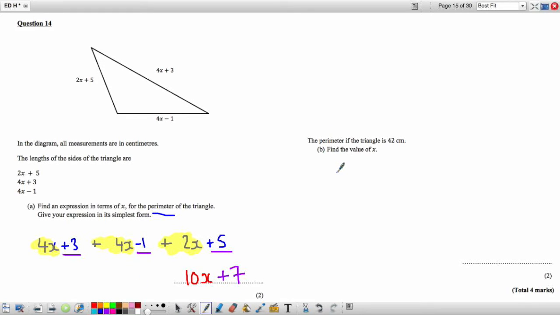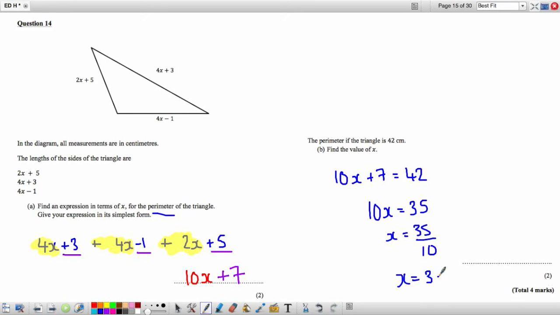In part B, we're asked to find x if the perimeter is equal to 42. So we write our expression that we found in part A, 10x plus 7, and put it equal to 42. We then solve for x. The first step is subtract 7 from both sides. This leaves us with 10x equals 35. We then divide through by 10. x equals 35 divided by 10, which is 3.5.